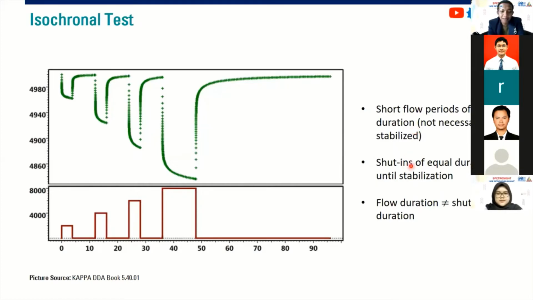And then the shut-ins should be of equal duration until stabilization. So you still need to reach stabilization or pseudo steady state flow condition for your shut-ins. But the flow duration is not necessarily equal to the shut-in duration. That's the condition for isochronal test, okay? But the data is the same. You obtain your flow rate, you obtain the pressure.